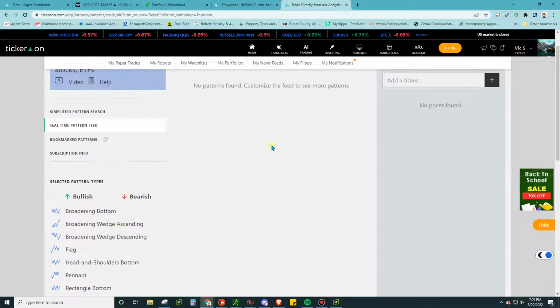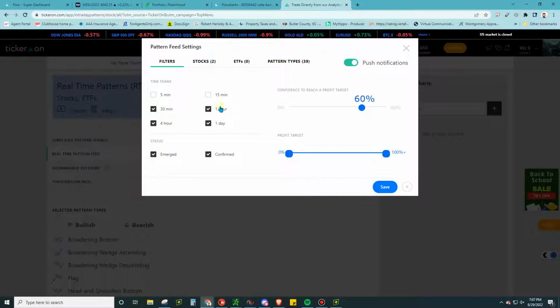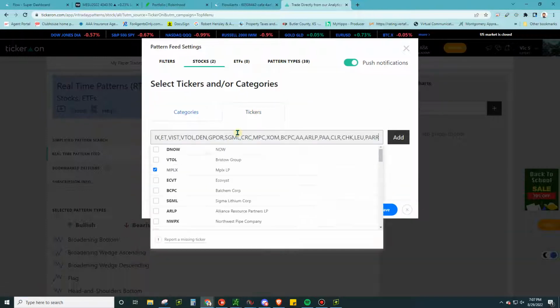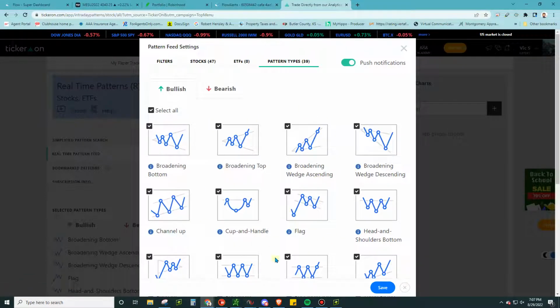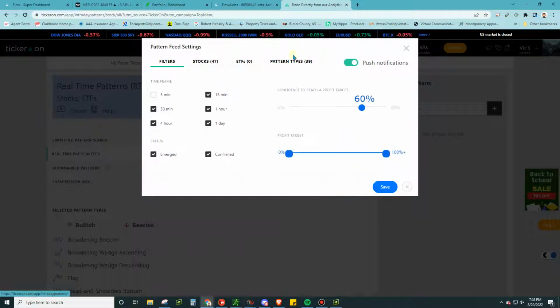You can customize this however you want. I'm just going to leave the one-hour and maybe even throw the 15-minute on there, and we'll leave it like that. Then we come in here and paste all these tickers: go to stocks, tickers, add. Now it's only going to look for these pattern types, and you can unselect some of these if you don't want to trade a certain pattern. So we've got 47 tickers, 39 pattern types, and notifications.